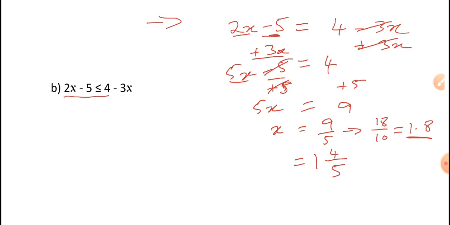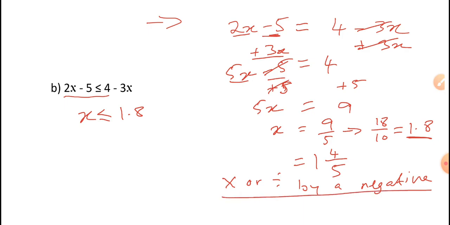But don't forget, this wasn't an equation. So the answer here is actually x is equal to or less than 1.8. The important thing to remember is that we did not multiply or divide by a negative number at all. We did not multiply or divide by a negative number, so the sign just stays the same. Okay, so this is basically what we're doing.